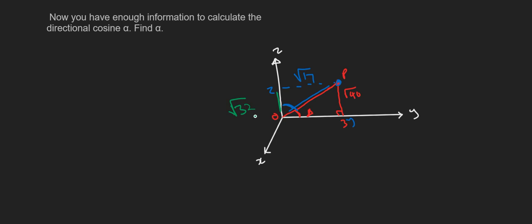Now they're saying you have enough information to calculate the direction cosine alpha, which is this angle that a vector makes with the x-axis. So first, we know this one, but we don't know this one. I attempted to do it earlier and I didn't. Let me just fix it now. Now I have this and I have this, either way. So I could use tan because I have this side and this one.